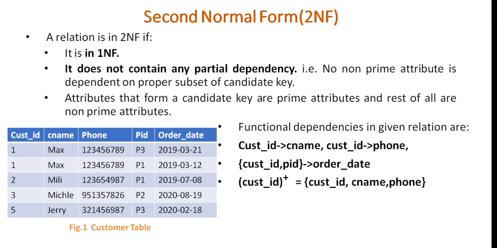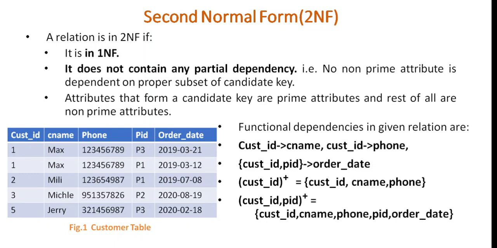Then the functional dependencies given are customer ID determines customer name, so we have written that customer name is in the closure set. Then customer ID determines phone, this functional dependency is given, so we have written phone number in the closure set. So this is the closure set of customer ID.